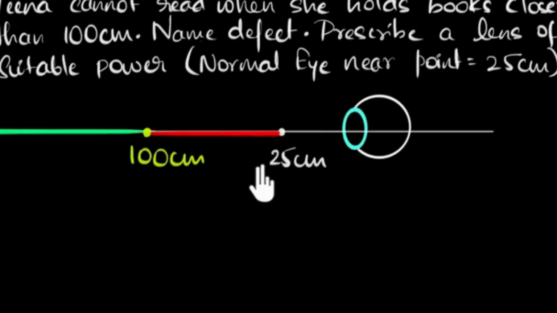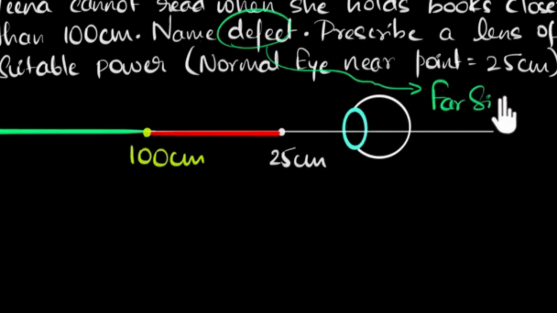I want you to pause the video and think about what that defect is. Since she can see things which are far away, but she cannot see things which are close to her, she is far-sighted. So the defect over here is far-sightedness, because she can see things which are far away. Far-sightedness, or the biological term is hypermetropia. So we got that, that's the defect.